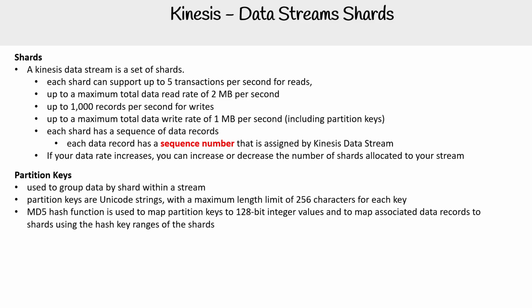The MD5 hash function is used to map partition keys to 128-bit integer values and to map the associated data records to shards using the hash key ranges of the shards. When an application puts data into the stream, it must specify a partition key. So in practice, what I noticed is that you have a partition key. You don't say what shard it goes to, but it goes somewhere onto some of the shards. But if you only have one shard, you don't need to have multiple partition keys. You just name everything the same, okay?